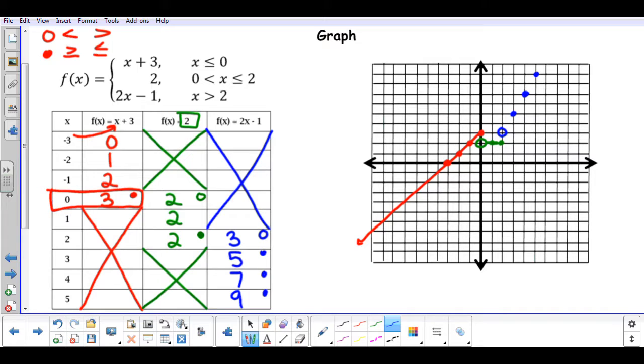Now it's going to come down to where is this graph going off to. Since I know that 2, 3 is my beginning point, the rest of my graph is going to go upward. That's where all of the x's are going to continue to grow. So here is my graph for my piecewise function.